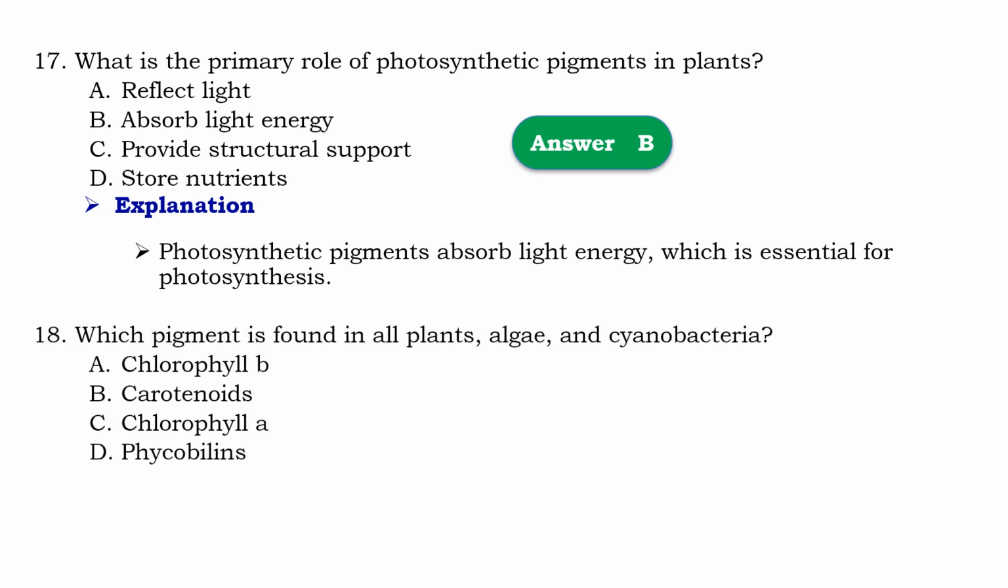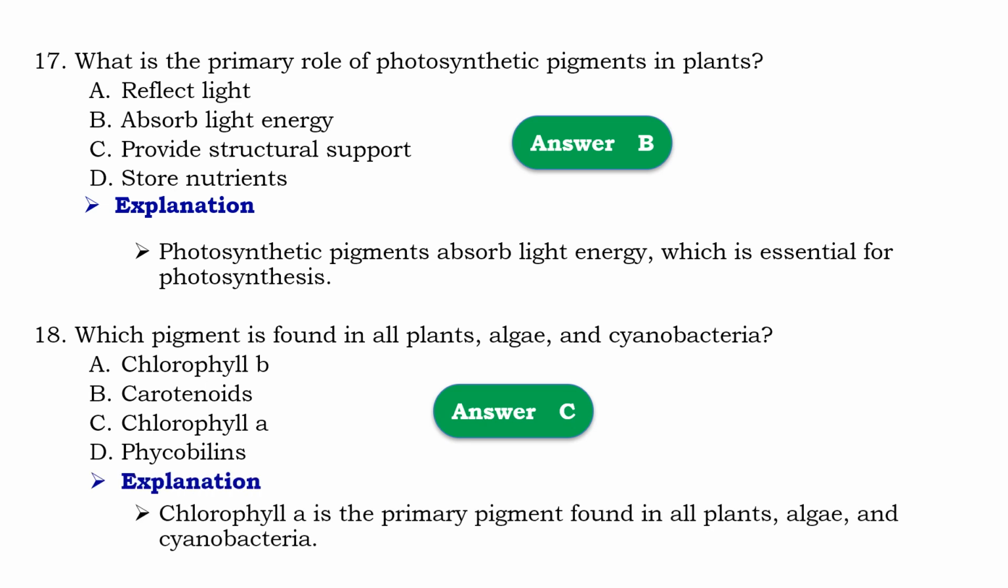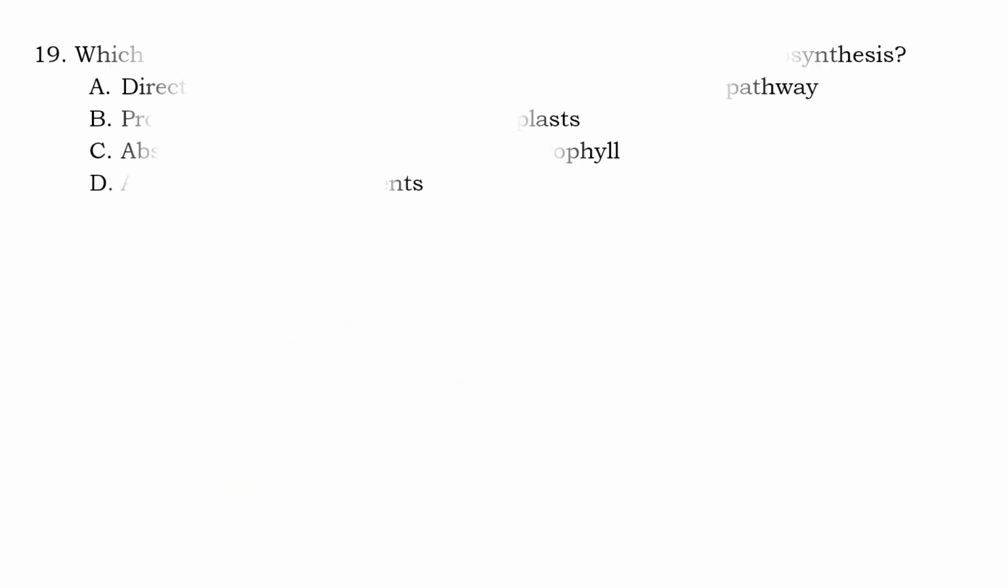Question number 18: which pigment is found in all plants, algae and cyanobacteria? So that should be C, chlorophyll A. Means that chlorophyll A is the primary pigment found in all plants, algae and also cyanobacteria.